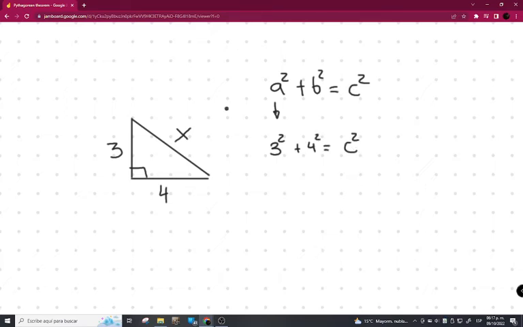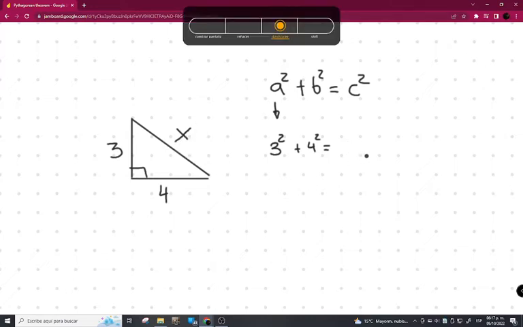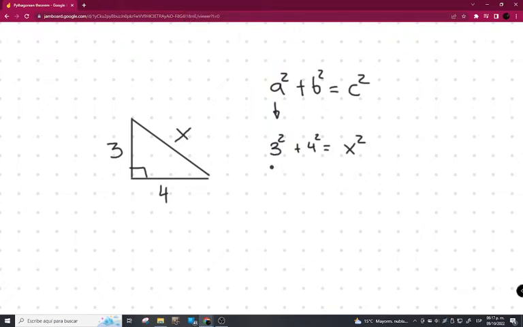But we called the hypotenuse x, so let's actually call it with that letter: x squared. What is 3 squared? 3 squared is 3 times 3, and 4 squared is 4 times 4. It will be x squared. 3 times 3 is 9, 4 times 4 is 16, and 9 plus 16 is 25.